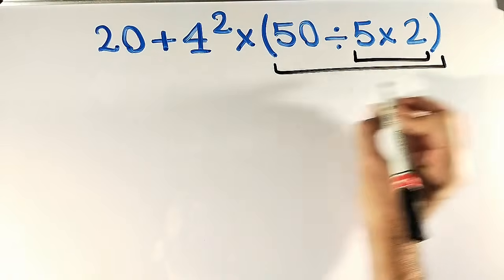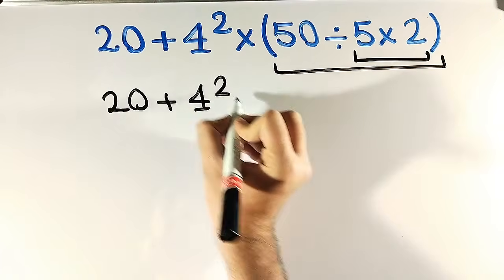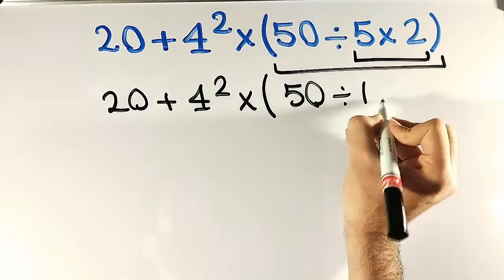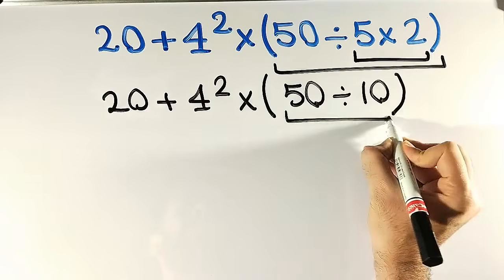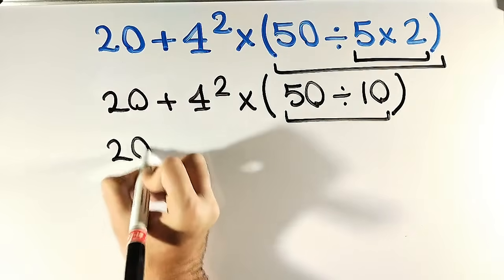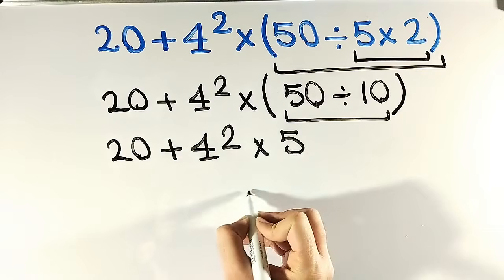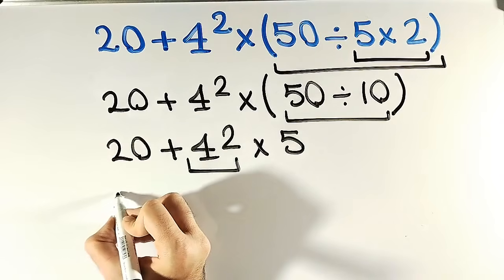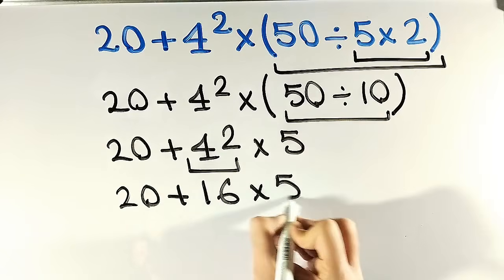So, instead of this expression, they write 20 plus 4 squared multiplied by open parentheses 50 divided by 10 close parentheses. And the next step, they go for the division between 50 and 10 and write this expression as 20 plus 4 squared multiplied by 5. Then they go for the exponent and instead of this expression, they write 20 plus 16 multiplied by 5.